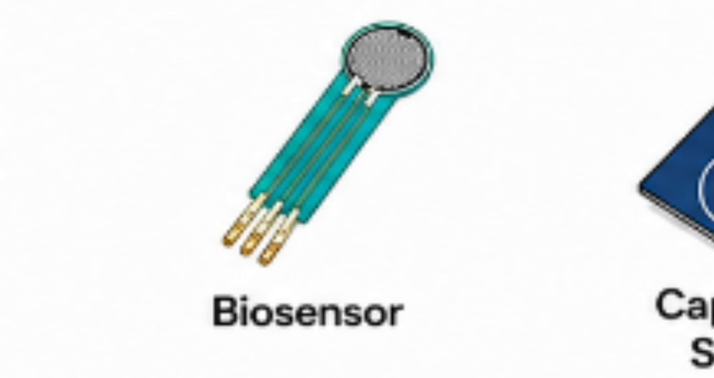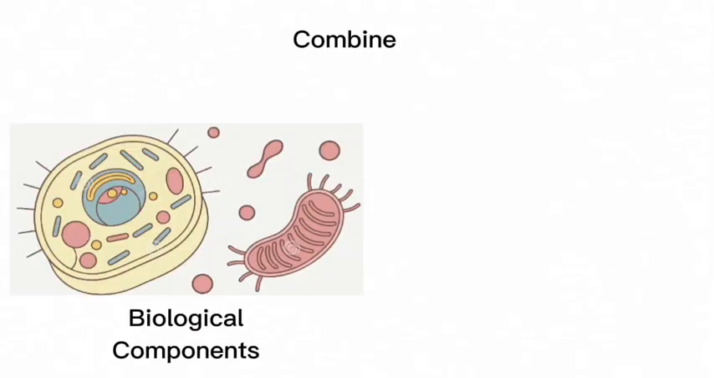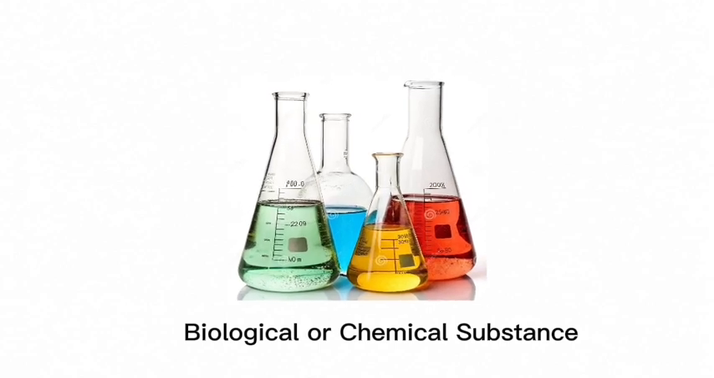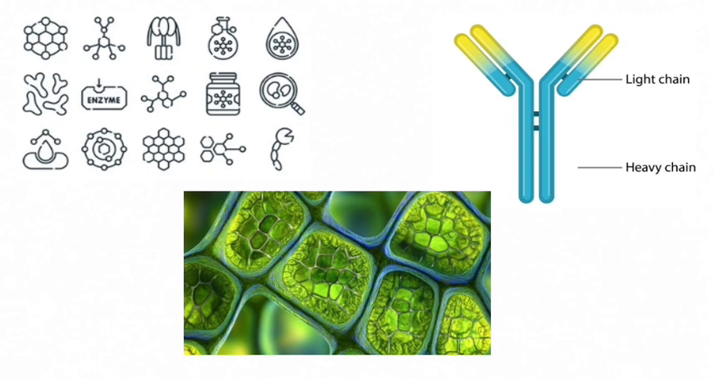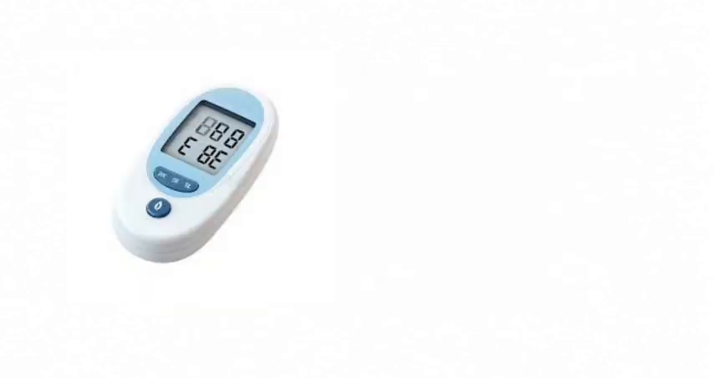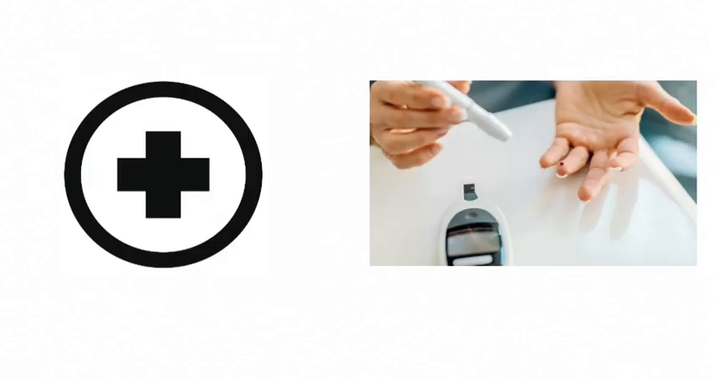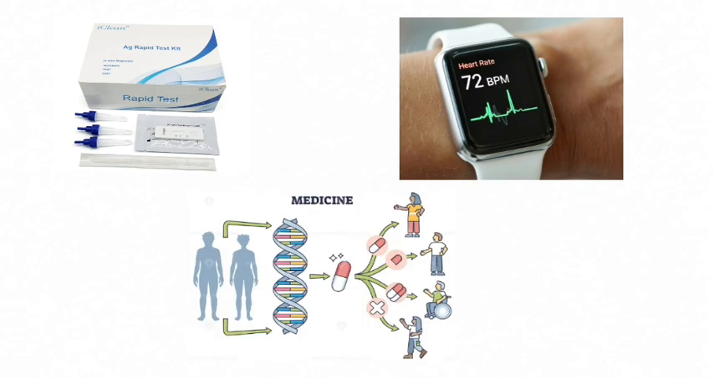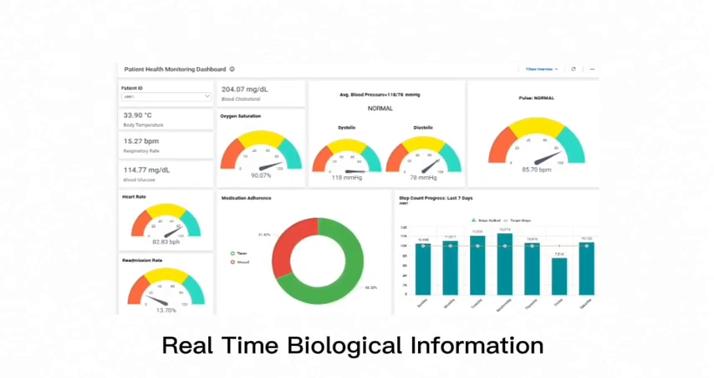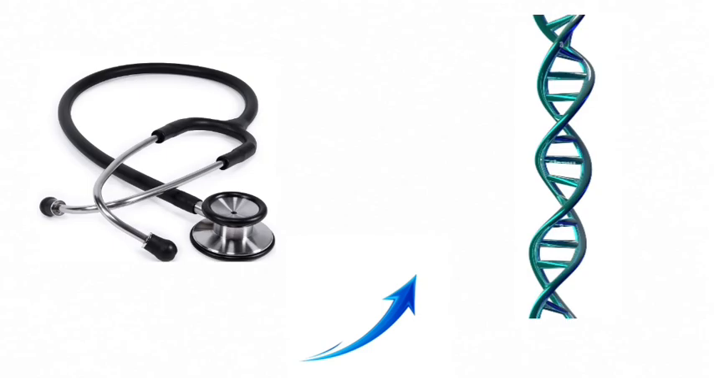Biosensor. Biosensors combine biological components with electronic systems to detect specific biological or chemical substances. They often use enzymes, antibodies, or living cells to recognize target molecules. One of the most common examples is the glucose monitor used by people with diabetes. Biosensors are transforming healthcare by enabling rapid diagnostics, continuous monitoring, and personalized treatment. Their ability to provide real-time biological information is driving major advances in medicine and biotechnology.